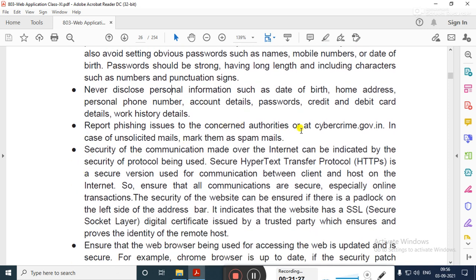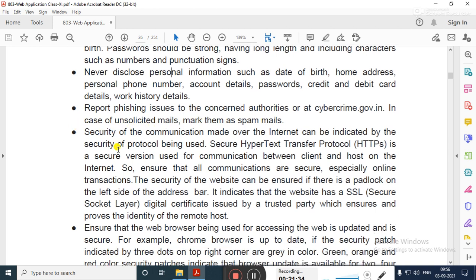Report the phishing issues to the concerned authorities at cybercrime.gov.in, and in the case of unsolicited mails, mark them as spam mails. Security of communications made over the internet protocol, that is HTTPS. So this is the main thing.